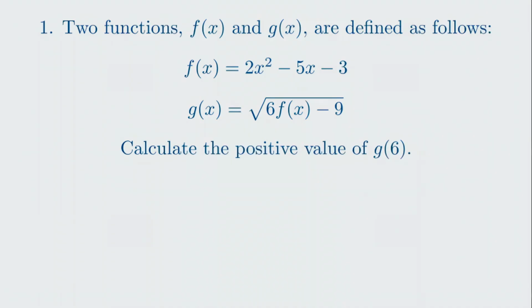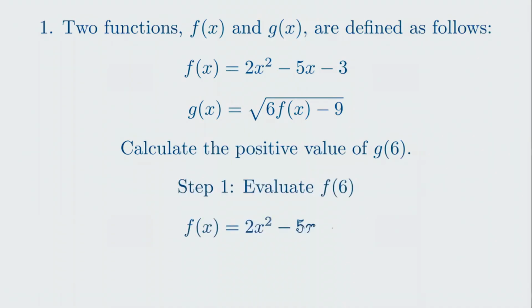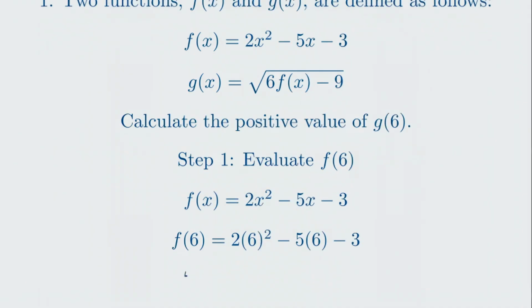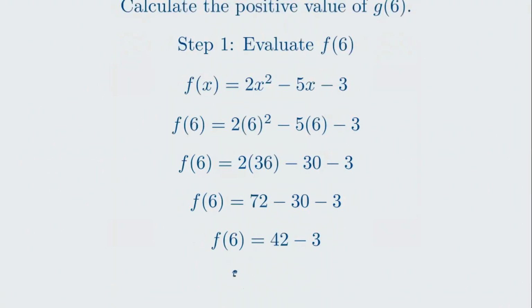First, let's find the value of f of 6. We substitute 6 for x in the expression for f of x. So we have f of 6 equals 2 times 6 squared, minus 5 times 6, minus 3. Following the order of operations, we calculate 6 squared first, which is 36. So we have 2 times 36, minus 5 times 6, which is 30, minus 3. This simplifies to 72 minus 30 minus 3. 72 minus 30 is 42, and 42 minus 3 is 39. So f of 6 equals 39.